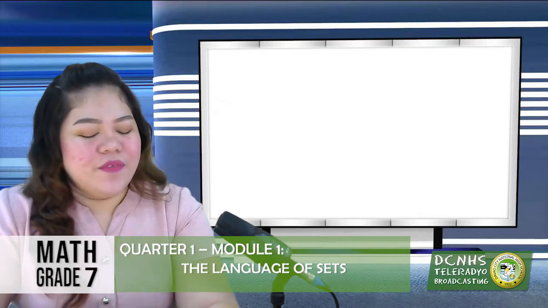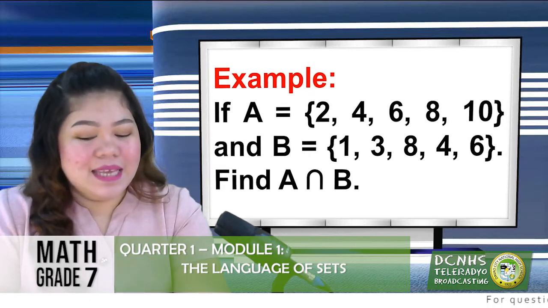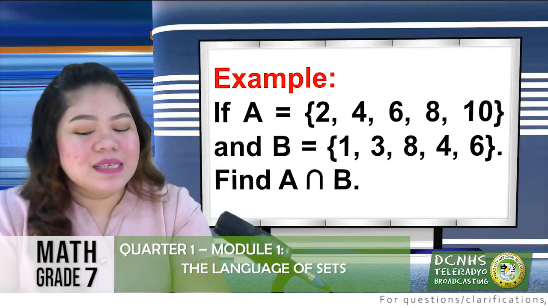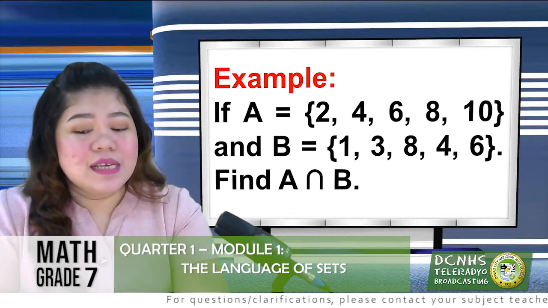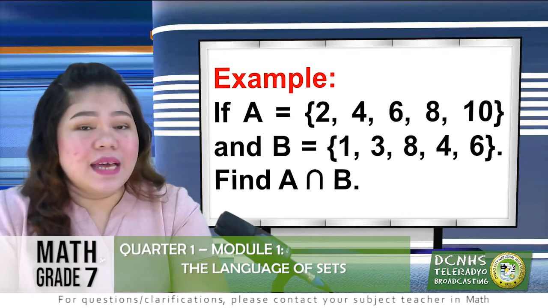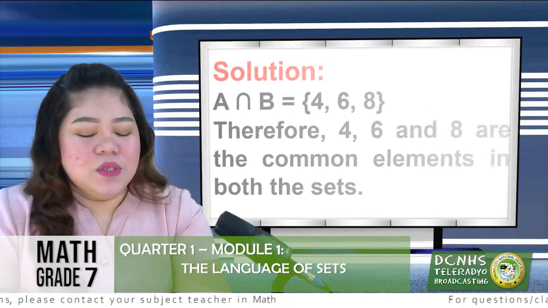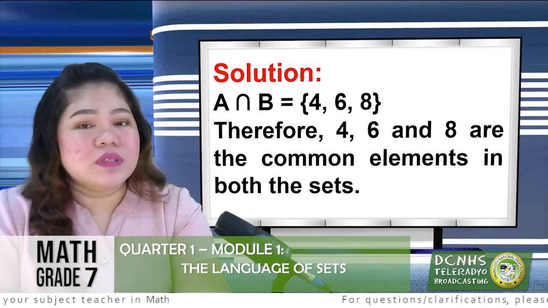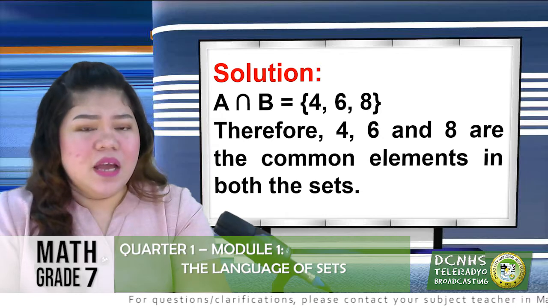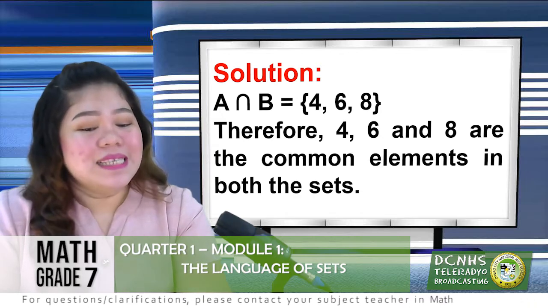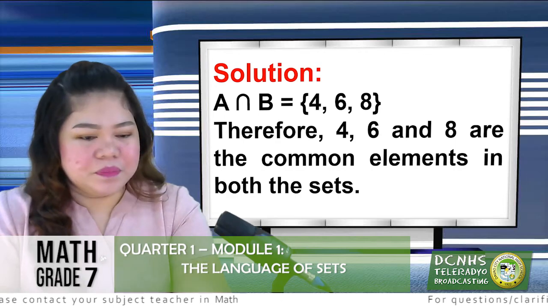Example, if A is equal to the set of 2, 4, 6, 8, 10, and B is equal to the set of 1, 3, 8, 4, 6, find A intersection B. Solution. So A intersection B is equal to the set of 4, 6, 8. Therefore, 4, 6, and 8 are the common elements in both the sets.